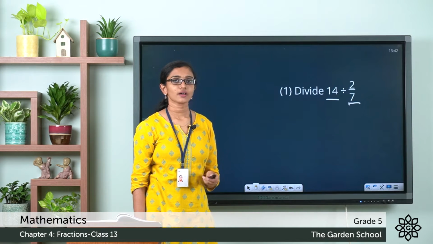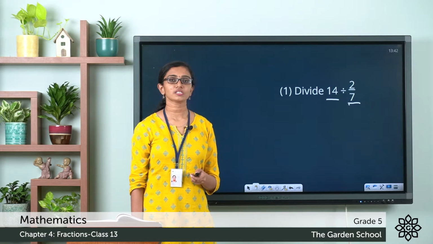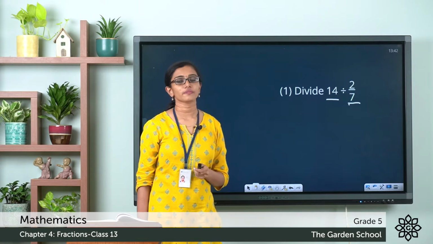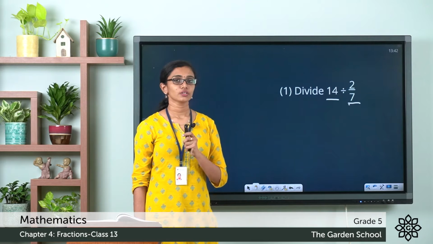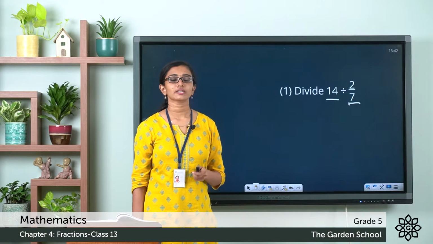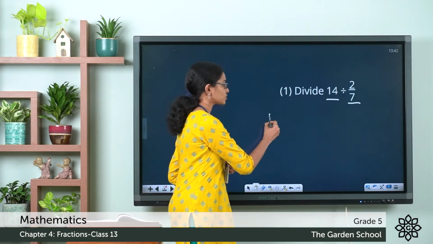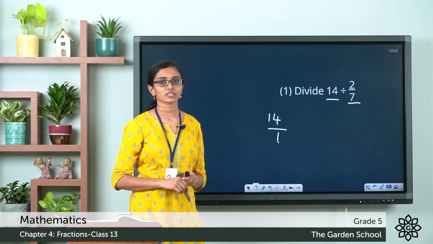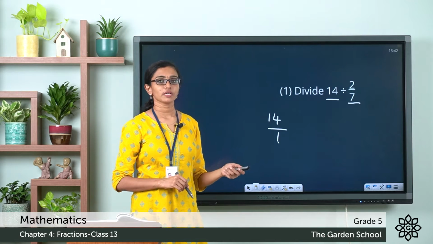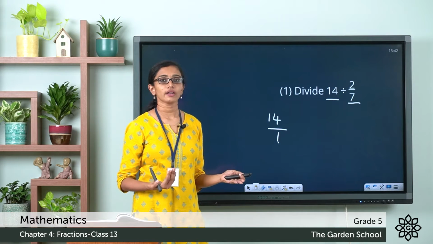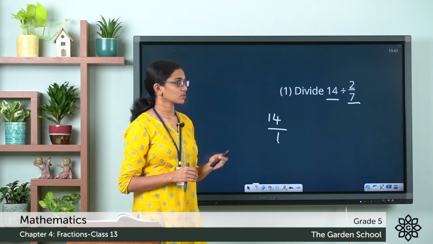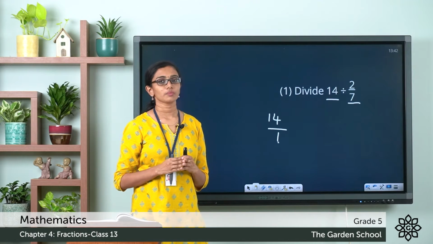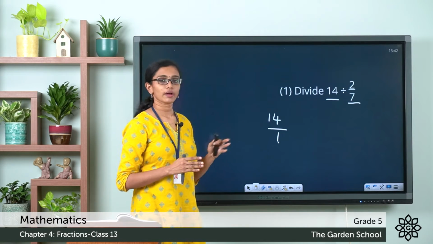So in this case, how can we proceed? First, you have to change this dividend also into the form of a fraction. How can we do that? You just give it a denominator 1. So the dividend will be changed to 14/1. See, now it is also a fraction. Having a denominator of 1 will not change its value. So the whole number 14 can be represented as a fraction with denominator 1 as 14/1.